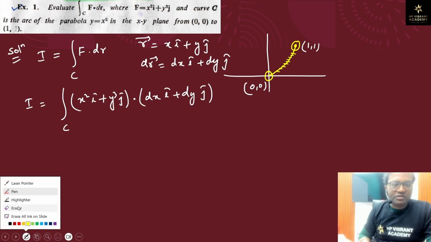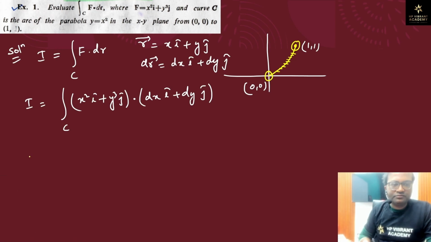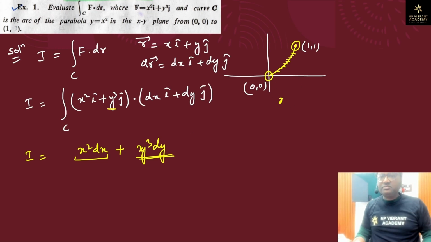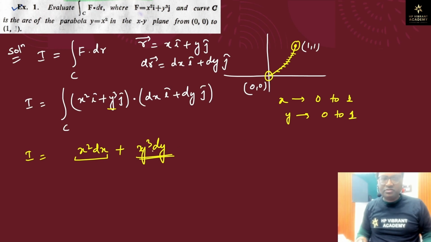Let us further simplify this. We have the value of I as, let us take the dot product. This is x square and this is dx, so x square dx plus y cube dy. Here the terms are in x in the first part, and this one is in terms of y. So let us place the limits. The x limit is from 0 to 1 and the y limit is from 0 to 1.